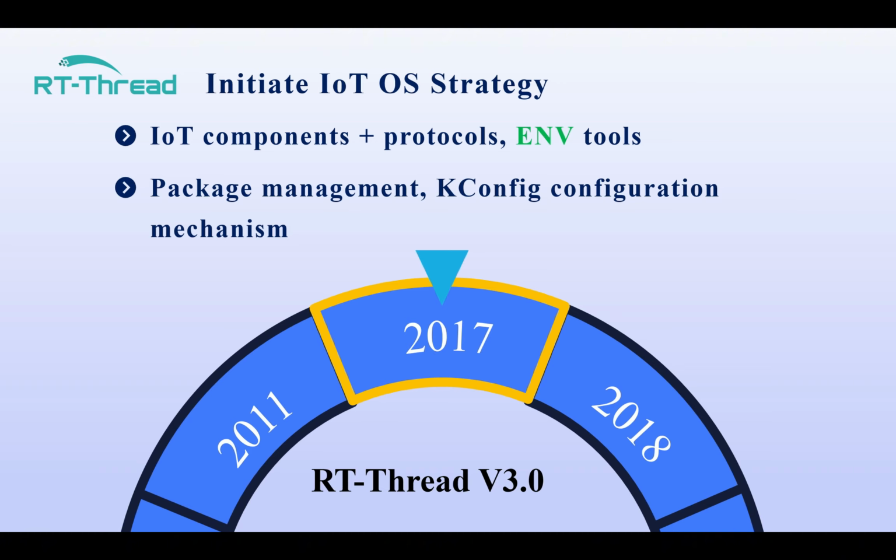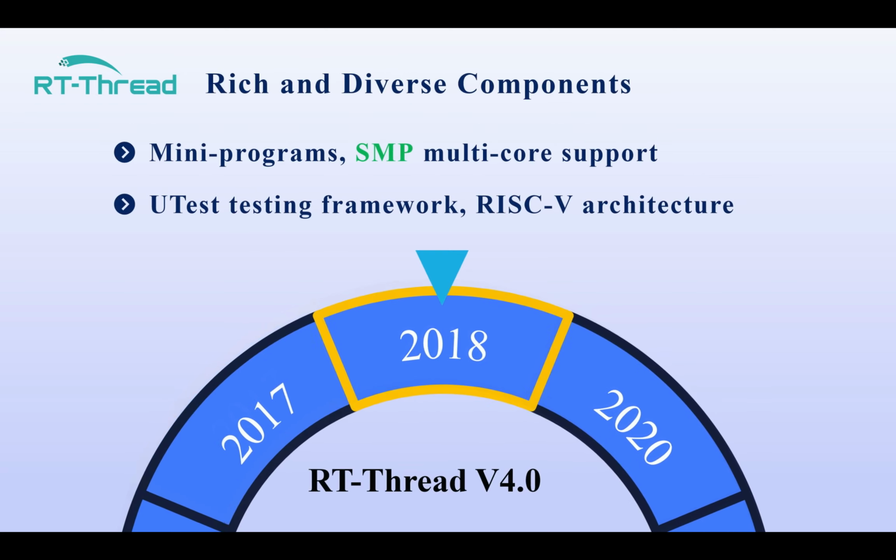At the same time, more user-friendly ENV tools were released, allowing us to configure our kernel and components using menuconfig methods. In 2018, RT-Thread released version 4.0. They introduced support for many programming languages, which can be used in our application layer. They also developed a utest framework for kernel and driver testing.